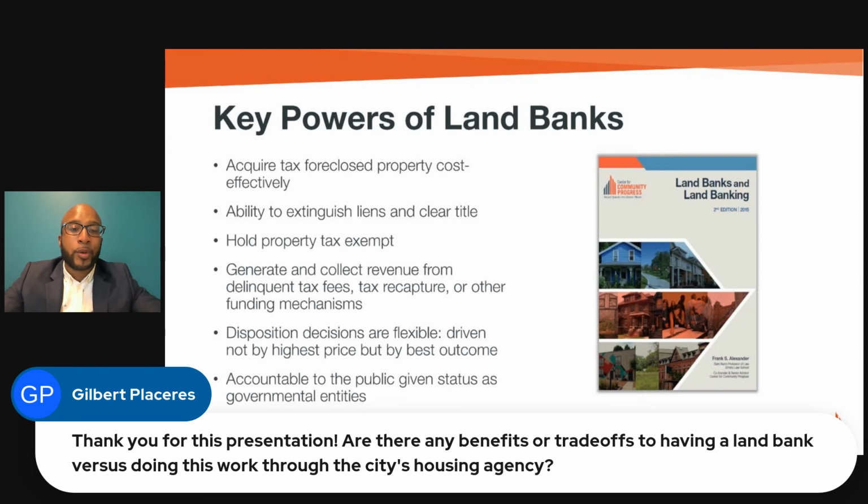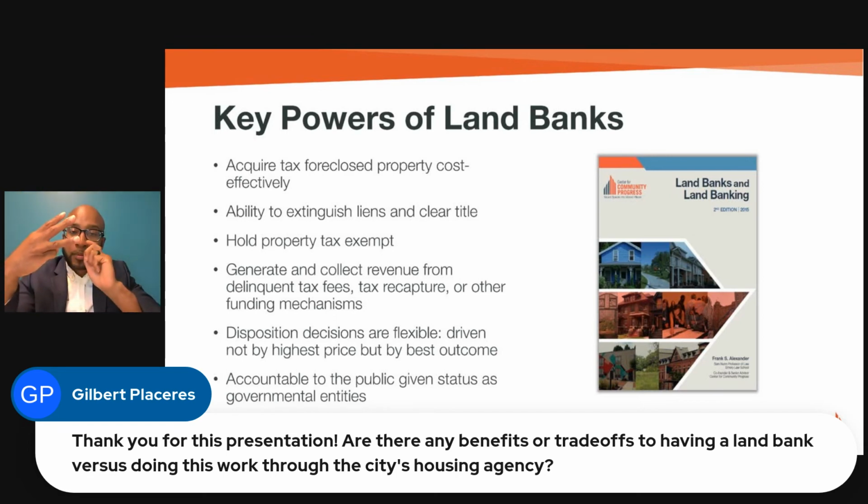The benefits of doing this work through a land bank is if these powers that you see listed on the screen, one, if a land bank in your community would have these powers, some or all of these powers, and two, does your city housing agency have these powers? If no, so if the first answer is yes, if we did a land bank here it has these powers, or if we started one, it would have these powers. No, our city housing agency does not have these powers.